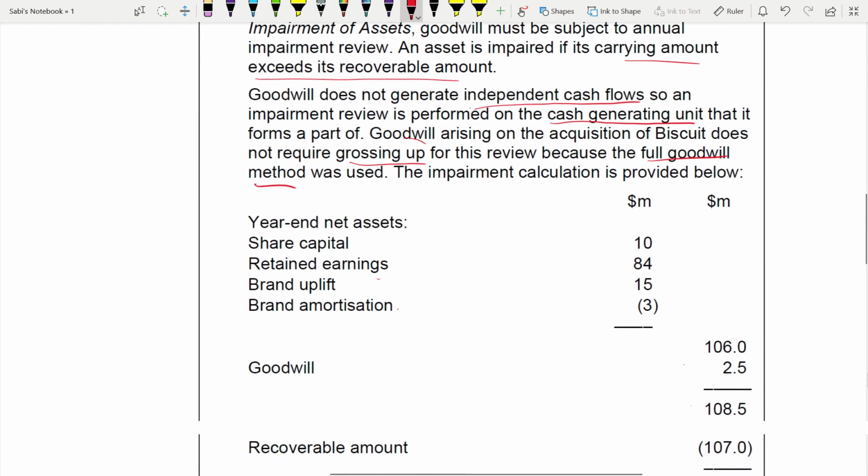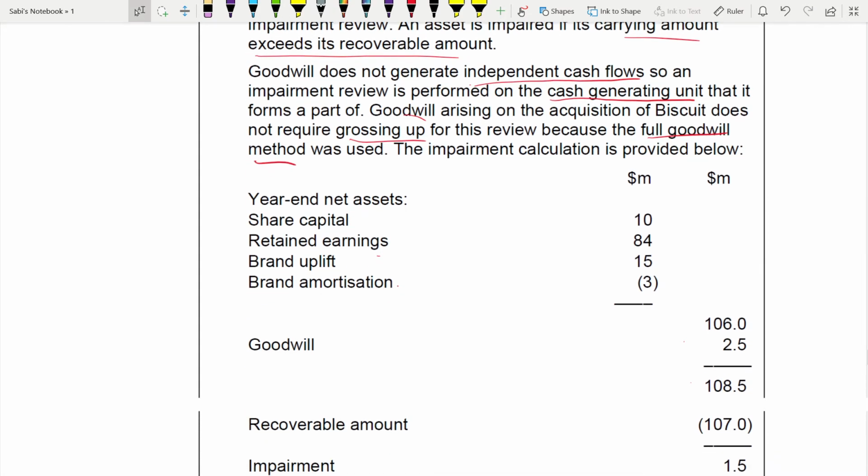So first find the year-end net asset. You need the net asset. Okay. Then add the goodwill also with it because goodwill is also part of an asset. And then compare with your recoverable amount, because the recoverable amount is for the whole asset. It does not say that it's only for goodwill or only for the net asset without goodwill. No. For all the assets, you have to compare your recoverable amount.